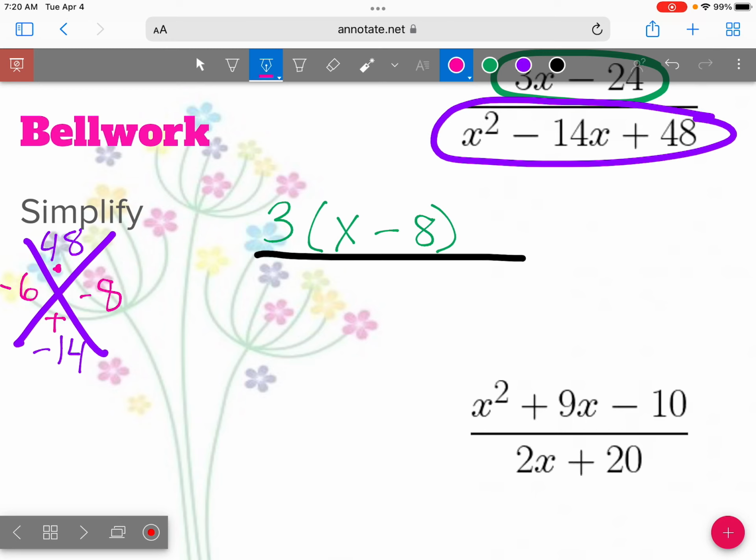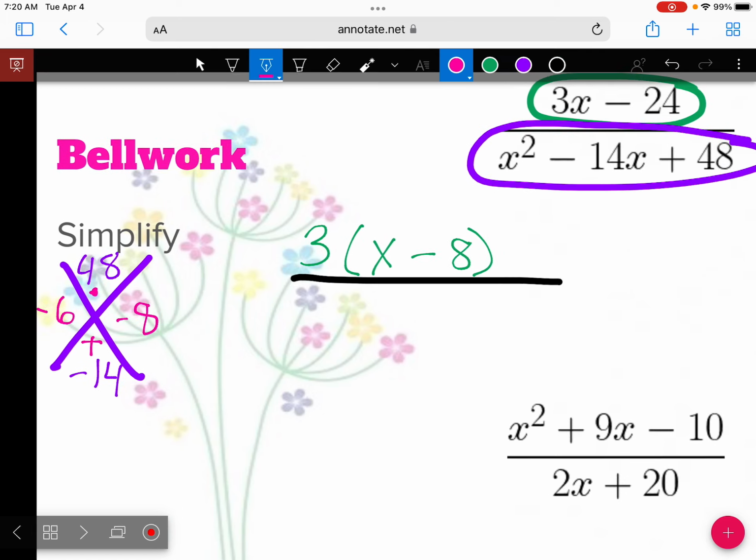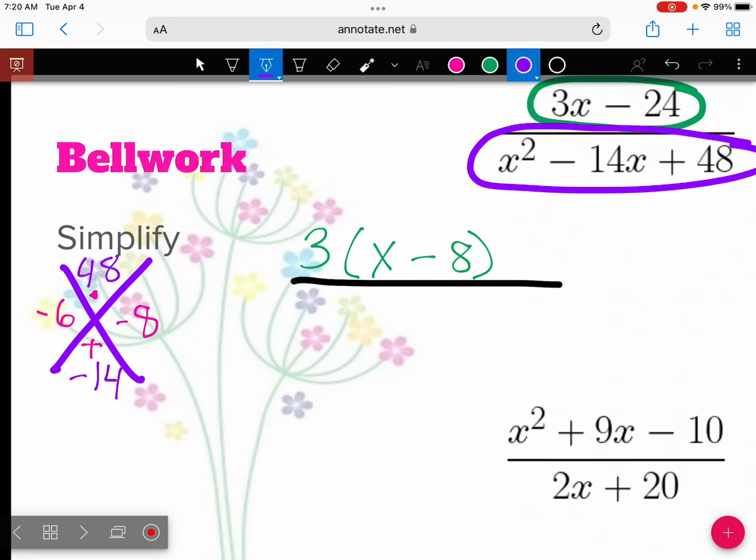When the top number's positive, their signs are going to match. Whatever the sign is going to be is what's on the bottom. So if the top number is positive, their signs match. So our factored form is x minus 6, x minus 8.